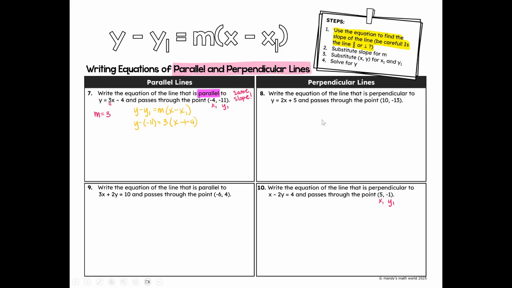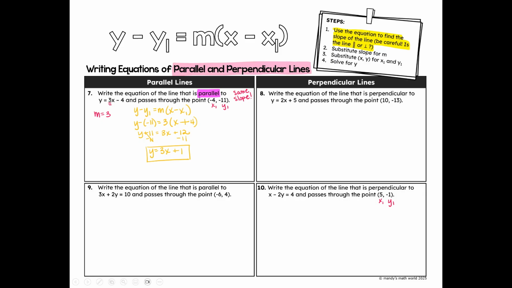Now I'm going to distribute the 3 into each term inside the parentheses. So I get y, and here I went ahead and combined the minus -11, made it plus 11. 3 times x is 3x, 3 times 4 is 12. And now I'm going to subtract 11 from both sides, and I get y equals 3x plus 1. So the equation of the line that's parallel to this line and passes through this point is y equals 3x plus 1. Let's go over to example number 8.